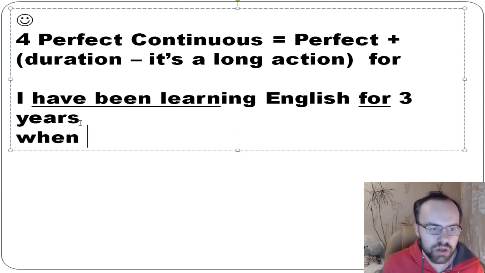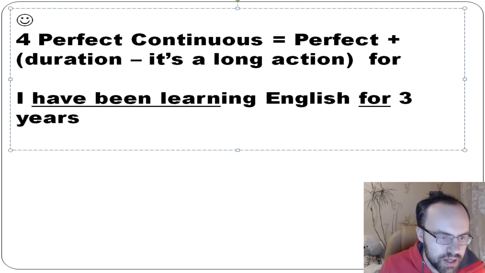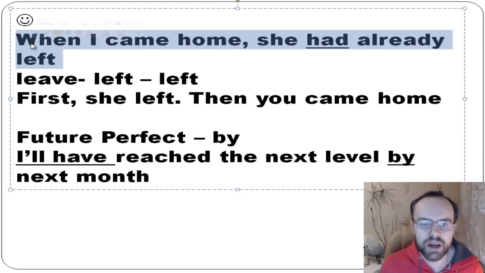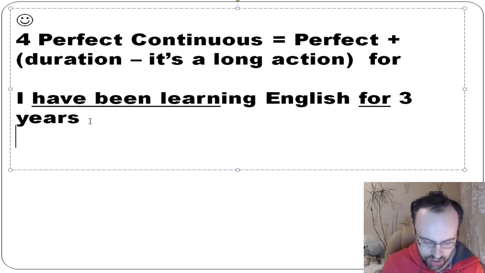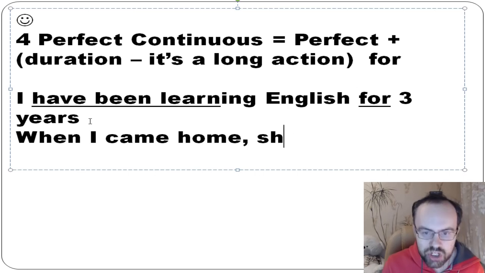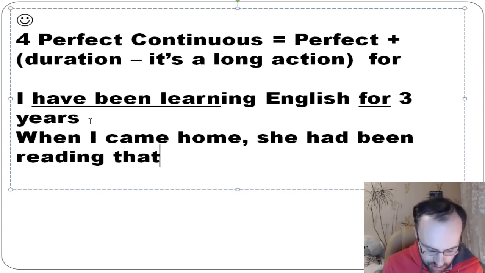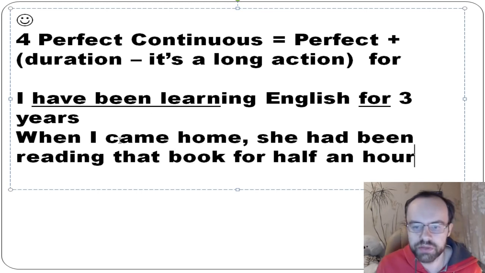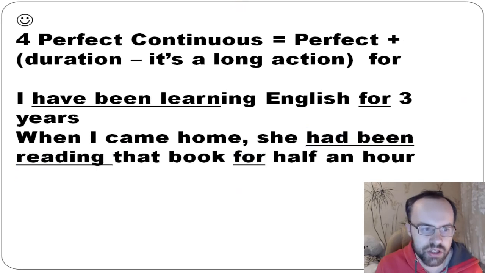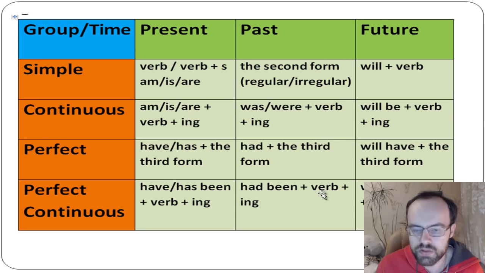For example, you have this example, as you remember. When I came home, we can use the same structure. I can say that when I came home, she had been reading that book for half an hour. So you see "for," and it's one time before, like past perfect, but with "for." So had been plus verb plus ing. It's very easy to remember.